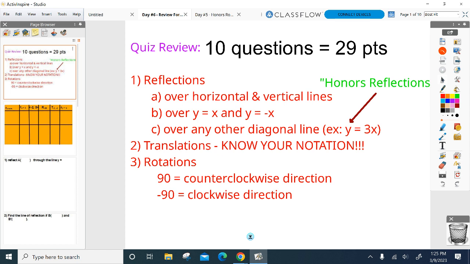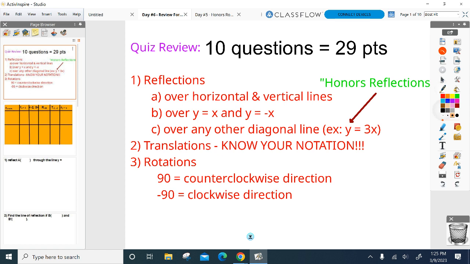Also, remember your rules for y equals x, flip the coordinates, and y equals negative x, flip and change the sign. And then probably what I'm most worried about is the day 2 honors reflections, where I'm going to have you reflect over a diagonal line.